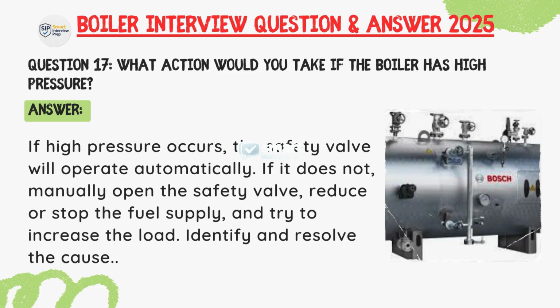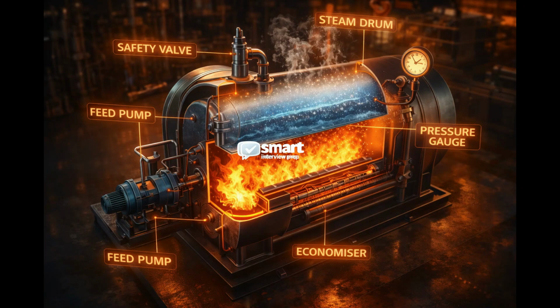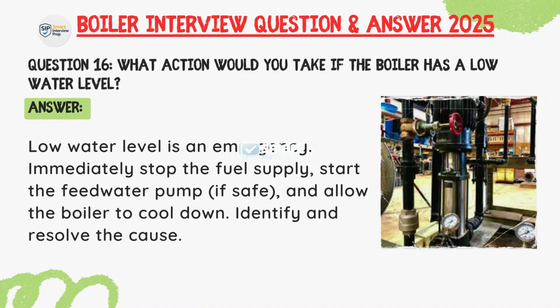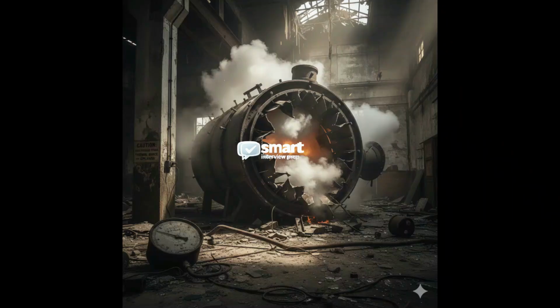Question: What action would you take if the boiler has high pressure? Answer: If high pressure occurs, the safety valve will operate automatically. If it does not, manually open the safety valve, reduce or stop the fuel supply, and try to increase the load. Identify and resolve the cause.